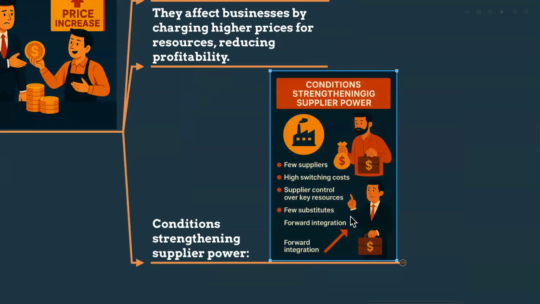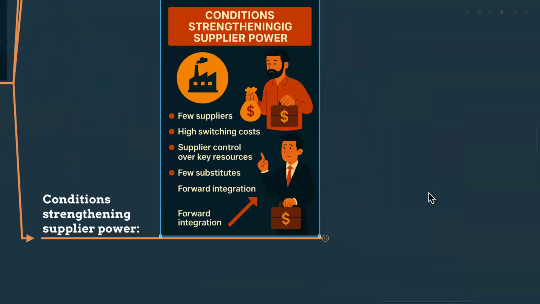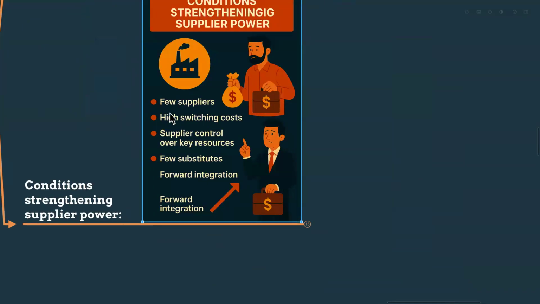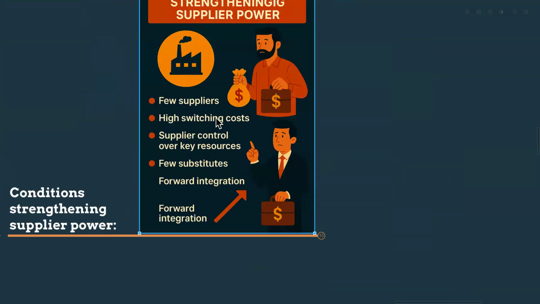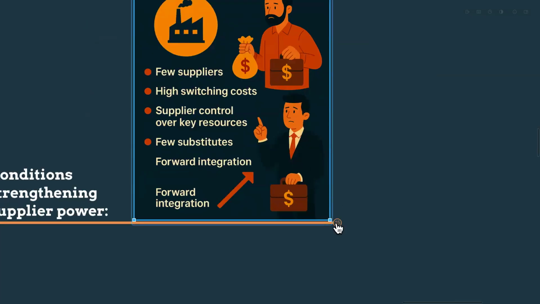And there are some conditions. It will decide whether the bargaining strength from the supplier is high or not. For example, only a few suppliers are there, right? If you want to switch the suppliers, the cost is high, right? Suppliers have control over key resources. They have the license to obtain those raw materials, and other people do not have that license. Then they have the bargaining power. And also only a few substitutes for that particular material. You cannot switch that material, right? So let's talk about that.